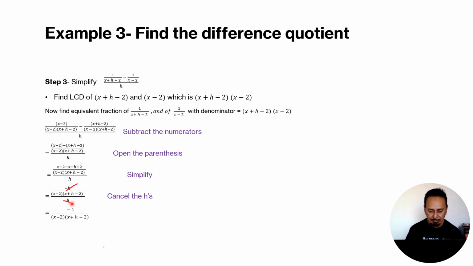And now we can cancel the h. You're left with negative 1 over x minus 2 times x plus h minus 2, and that's the value of the difference quotient.